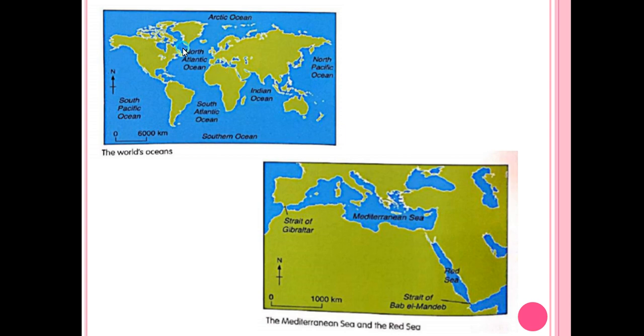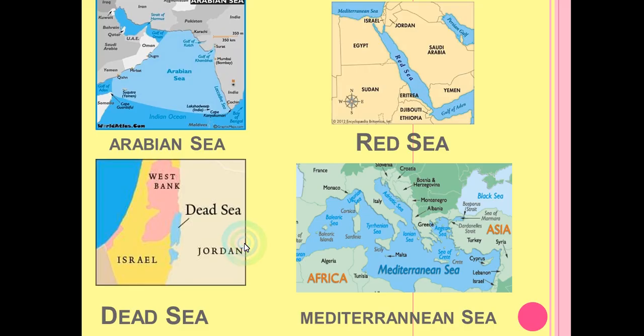And these are the 5 oceans. We have the Atlantic, Pacific, Southern, the Arctic, the Indian Oceans. The blue part is the ocean, and the green part is the land. Okay, let's go to examples of seas. We have the Arabian Sea, the Red Sea, the Dead Sea, and the Mediterranean Sea.